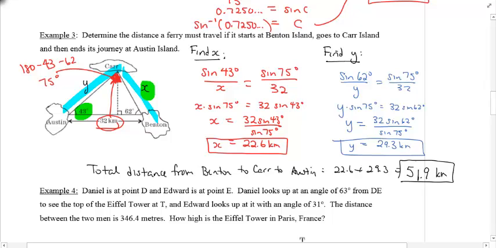Alright, 51.9. That's what I got. And if you got the same thing, yes, we are good to go. Good to go where? On to example 4.